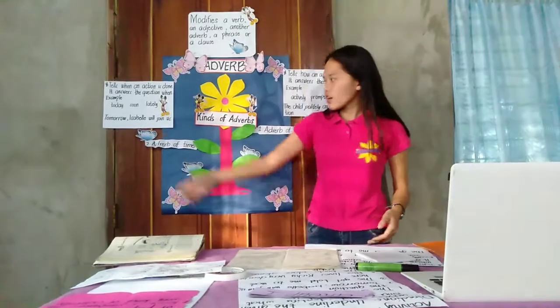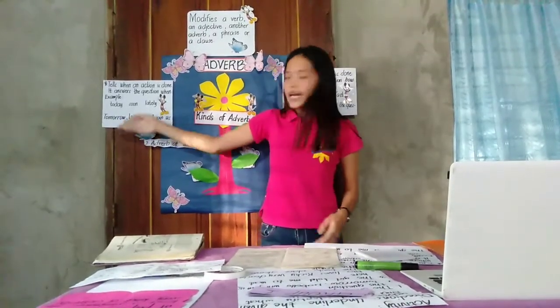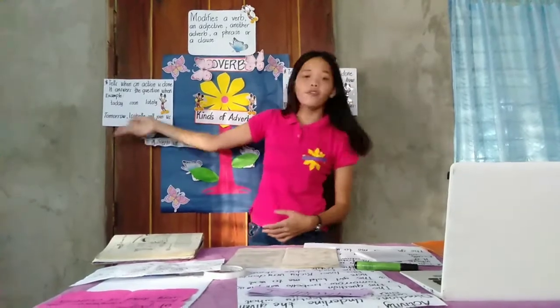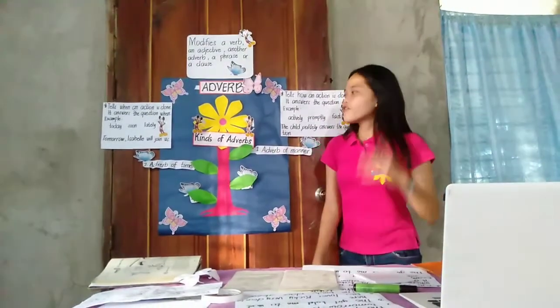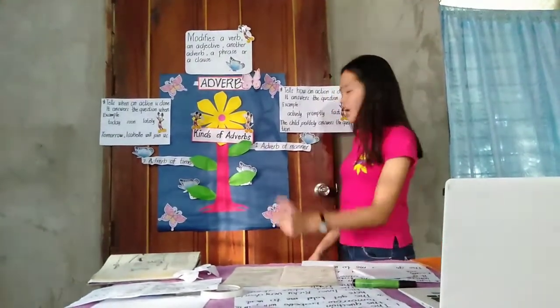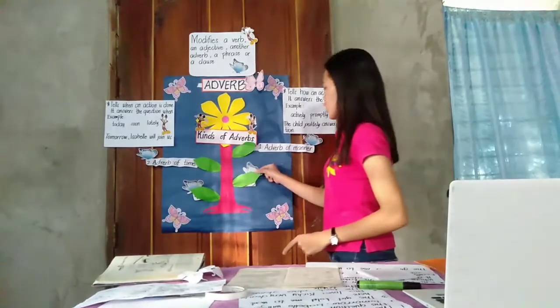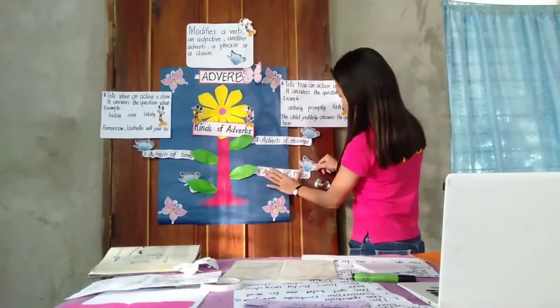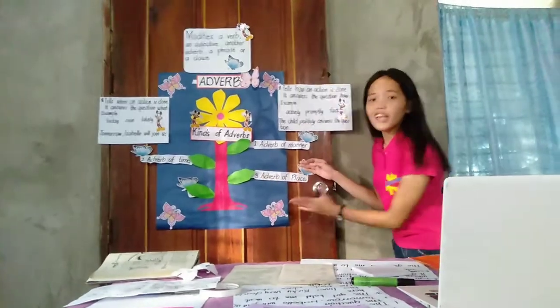Let's now create a sentence. Tomorrow, Isabel will join us. So, what is the adverb of time here? Tomorrow. Okay, who can create another sentence? Yes, Heart. Very well. Thank you so much. You're really learning. Let's now proceed to the third kind of adverb. It is the adverb of place.